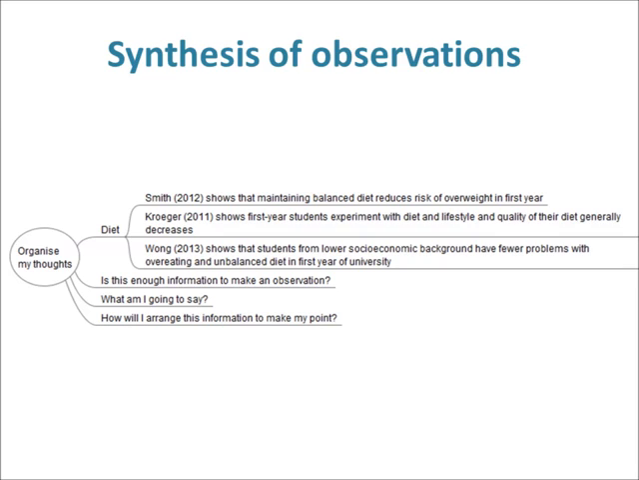Now you could decide to just write this down, but it would be more like a laundry list than a literature review. What you should be asking yourself now is what exactly this information says about diet and what it is that you want to include in your review. Perhaps you could ask yourself these questions. Is this enough information to make an observation? What am I going to say, or what do I want to say? And finally, how will I arrange this information to make my point?